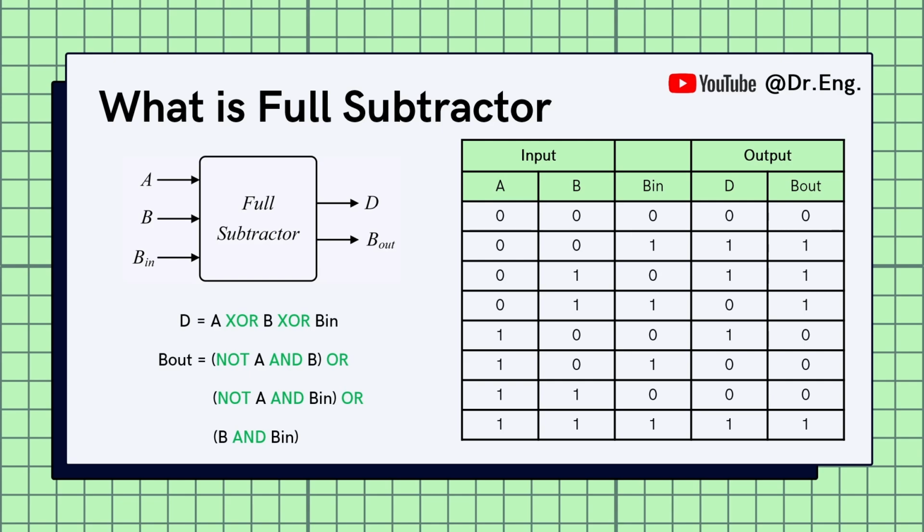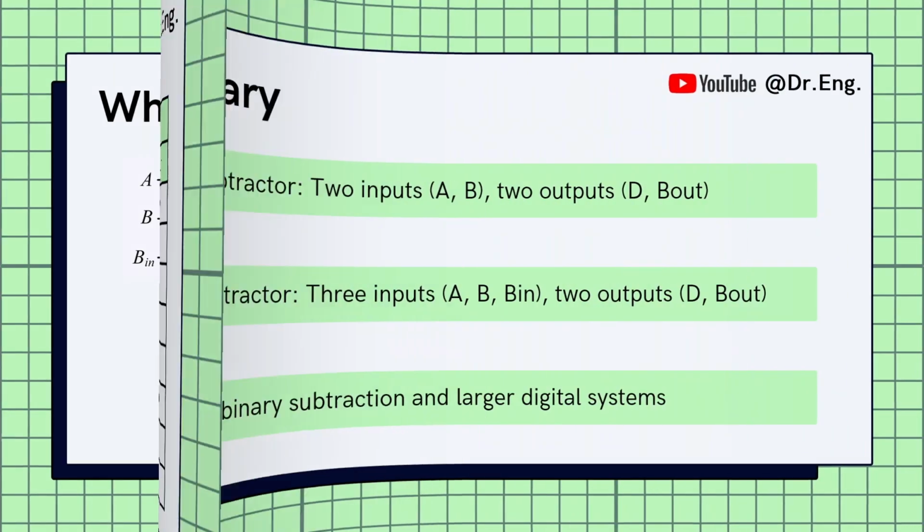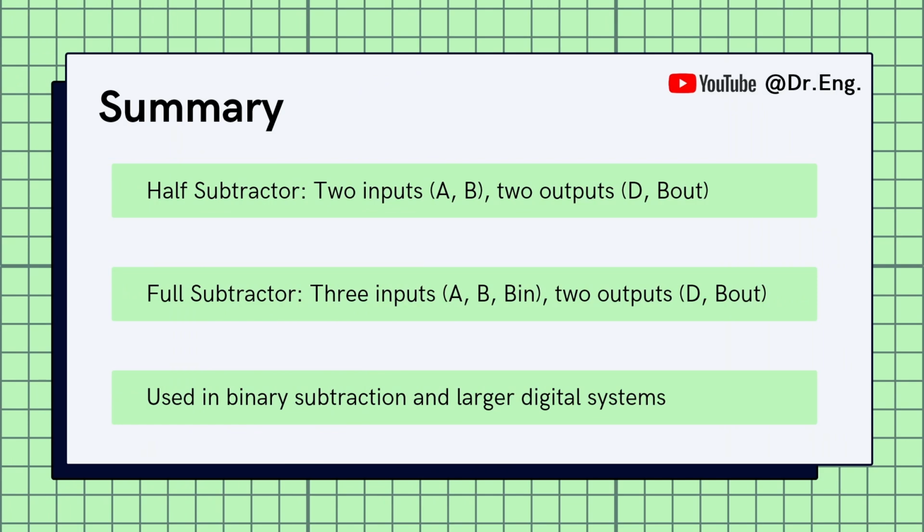To summarize, both the half subtractor and full subtractor are essential building blocks in digital circuits. The half subtractor handles basic 1-bit subtraction, while the full subtractor is designed to manage multiple bits and borrow inputs. These subtractors are commonly used in larger systems like arithmetic logic units, ALUs, and processors.